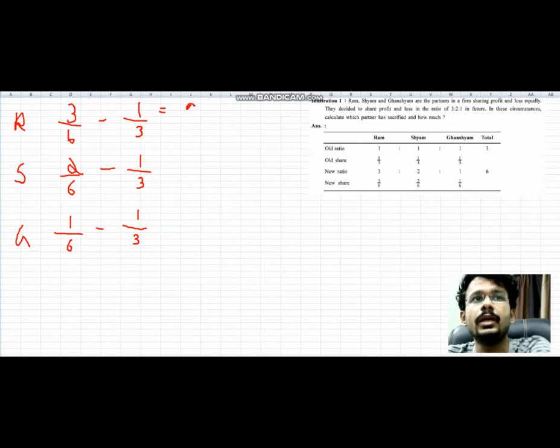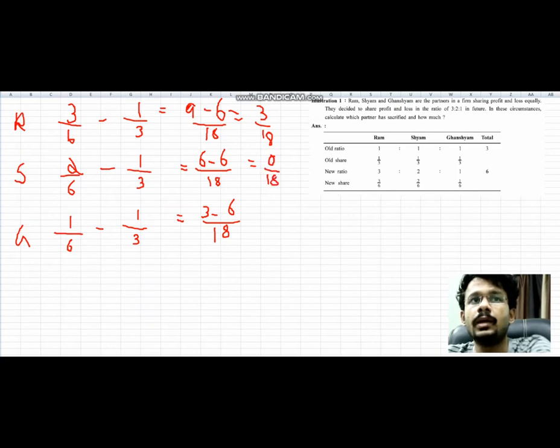3 into 3 that is 9, minus 6 into 1, 6, upon 3 into 6 is 18. This is 3 into 2, 6, minus 6 into 1, 6, upon 6 into 3, that is 18. Equal to 3 into 1, 3, minus 6 into 1, 6, divided by 3 into 6, that is 18. So here your answer will be 3 by 18. Here your answer will be 0 by 18, and here your answer will be minus 3 upon 18.